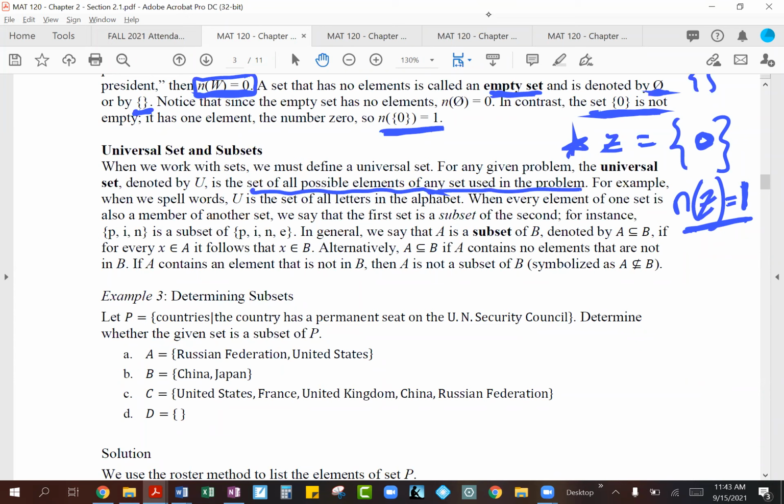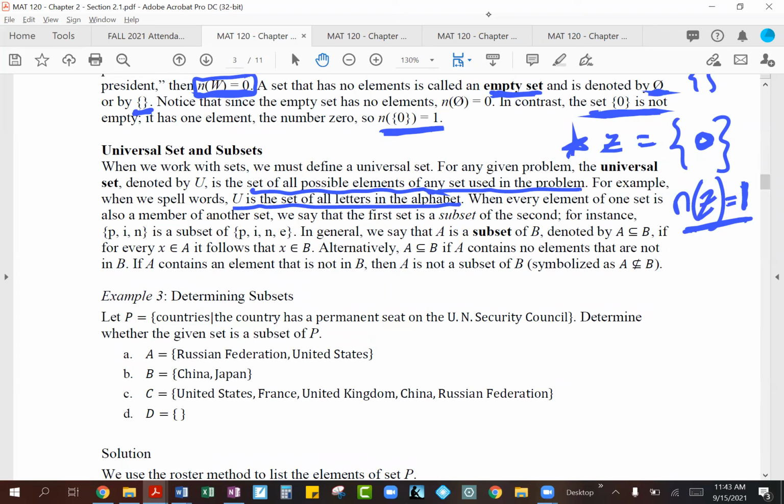So right now we're using the example of, if we're talking about spelling words, then your set U can be the set of all the letters in the alphabet, right? So going all the way from A to Z. And then we can talk about if we were going to use some of these letters to make up words, then those can be your subsets.